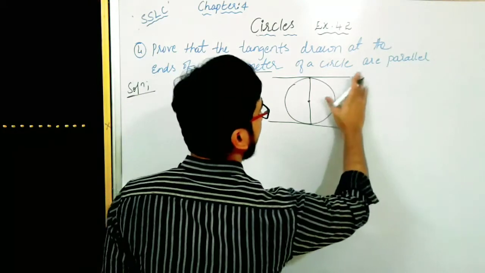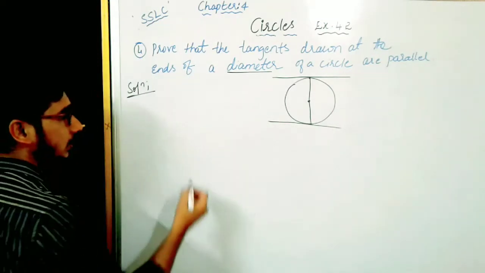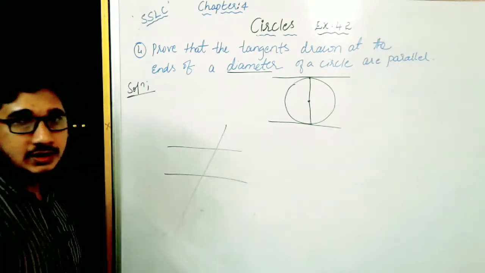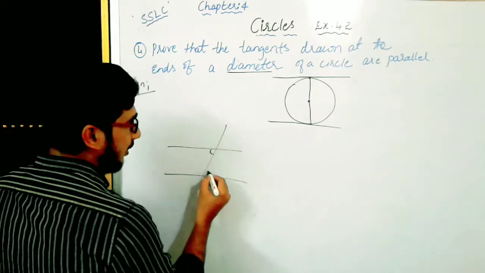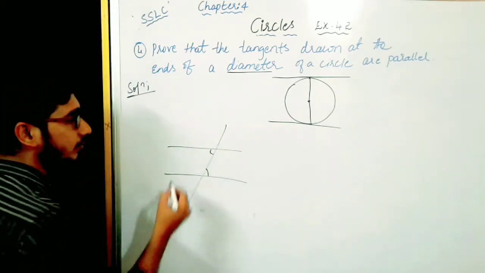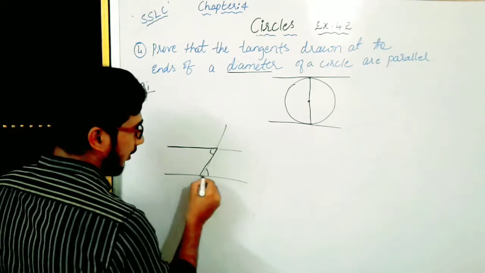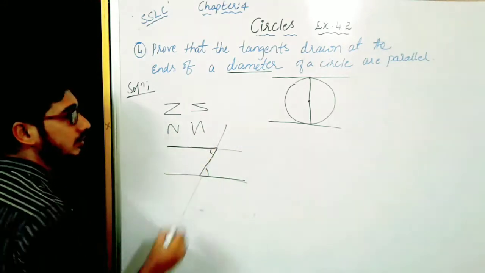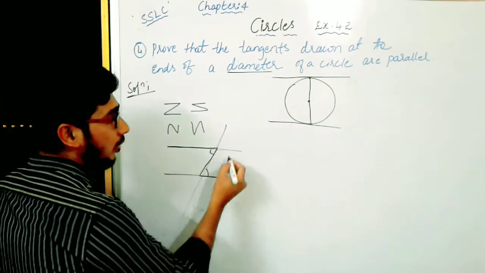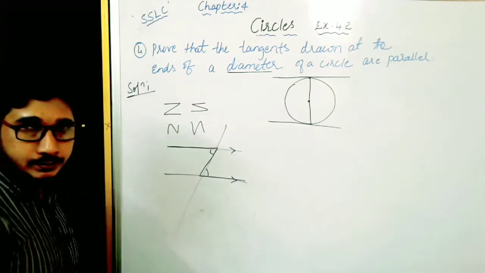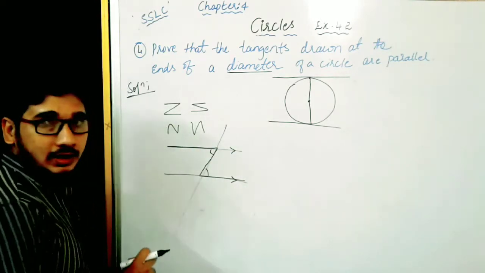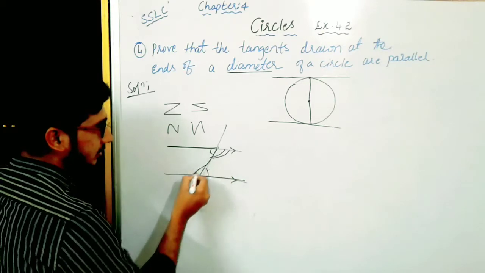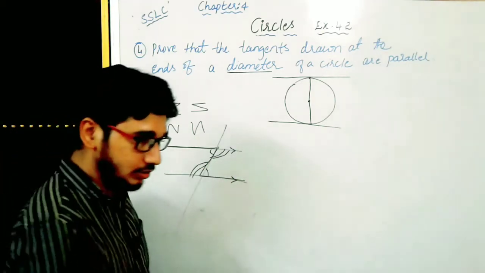Okay, in this you have to know some basic concept. When these two lines are parallel, suppose you draw a transversal, what will happen? This angle will be equal because of alternate angles. Alternate angle: Z form, reverse Z, N form, reverse N. These alternate angles are equal when the two lines are parallel. Understood? I repeat again.